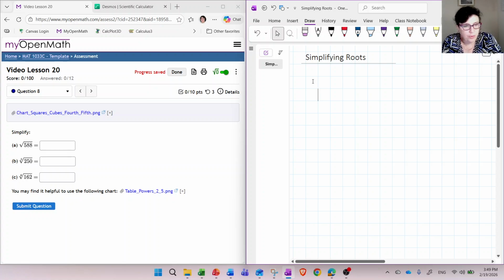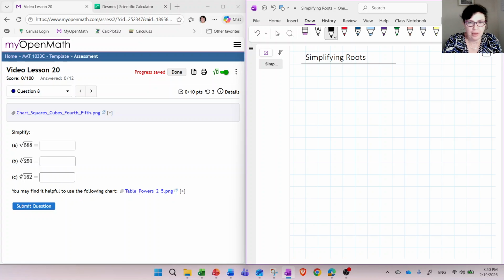In this video, I will show you how to simplify a square root, a cube root, and also a fourth root, okay? Let's start with the first example. All right, we've got the square root of 588. The first thing you're going to do is use the following chart that I prepared. It's going to be very convenient for you guys.